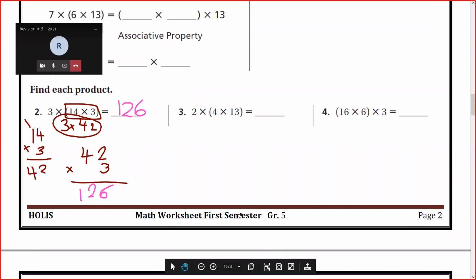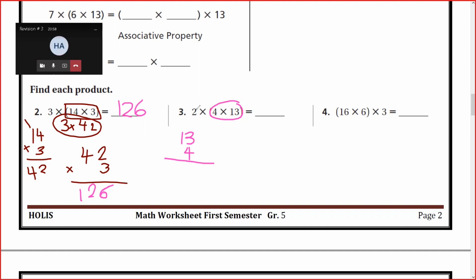Can you help me now? Can you help me to solve number 3? Okay. Yalla. First of all, what do you have to do? We have to multiply the 2 numbers, which is 4 times 13. Yalla. 13 times 4. 4 times 3.